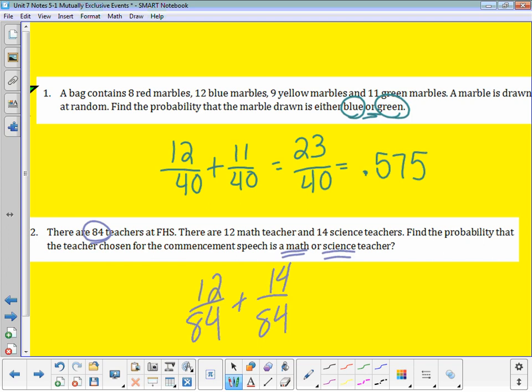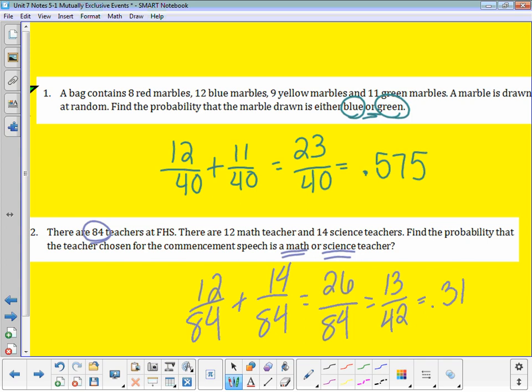Now I want to find the probability that it's one or the other. To do that, I'm just going to add the numerators straight across. So 12 plus 14 is 26 divided by 84. Again, adding the numerators, keeping the denominator the same. That fraction is going to reduce to 13 over 42, which is the same as 0.31.